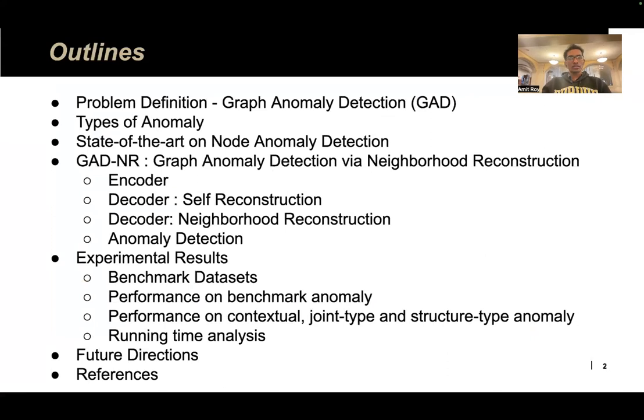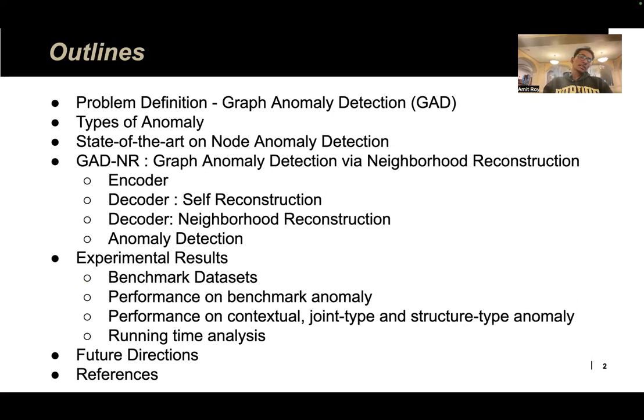So first I will describe the problem definition, that is what is graph anomaly detection, and I will describe several types of anomaly that are observed in the literature, and then I will describe some of the state-of-the-art node anomaly detection and their limitations. Then I will describe my work, graph anomaly detection via neighborhood reconstruction, the two parts, that is encoder and the decoder, and in the decoder part I will describe the self and neighborhood reconstruction and how we combine them to detect anomalies.